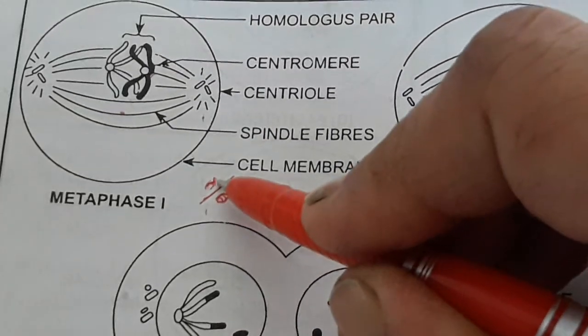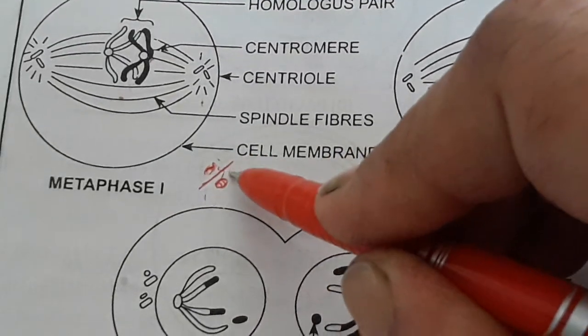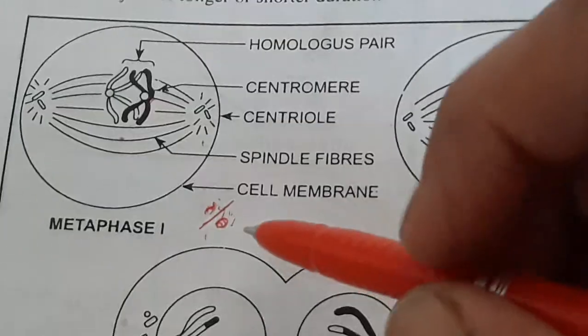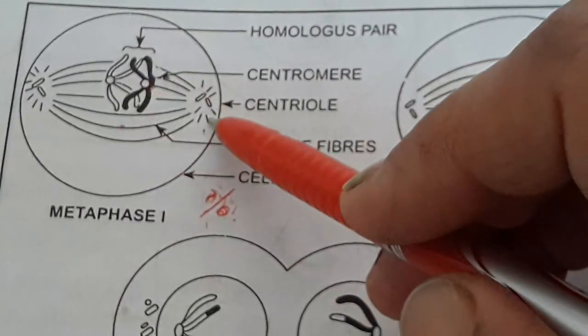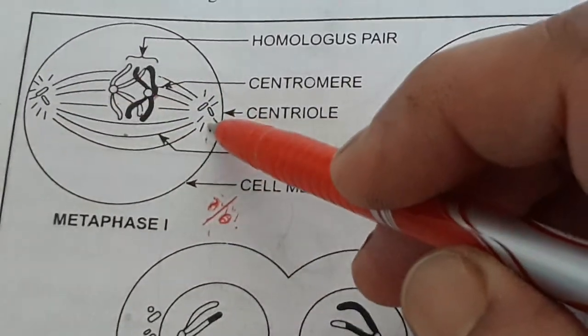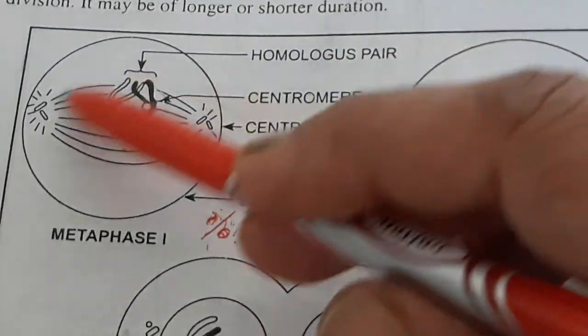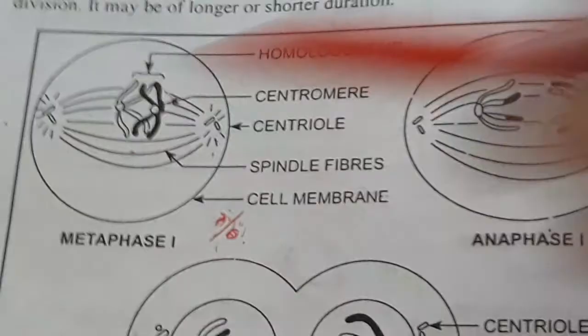If this distance is 1 centimeter, this distance also has to be 1 centimeter. If they are equidistant, only then the force of repulsion or attraction towards the pole will be proper. Okay, so this is an important phase in metaphase 1.